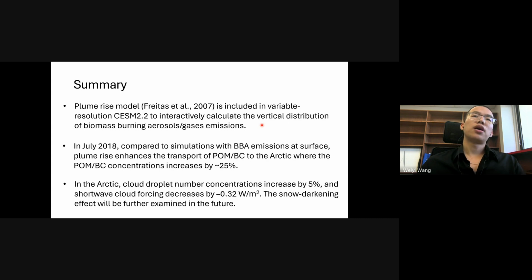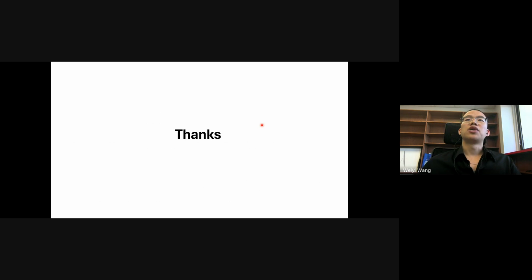And considering that the black carbon deposition in snow can reduce the snow albedo and enhance the Arctic warming, the snow darkening effect of wildfire aerosols will be further examined in the future. That's all. Thanks.